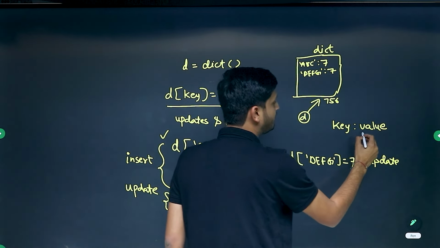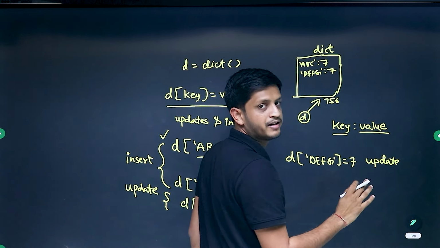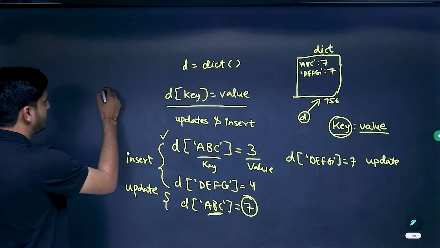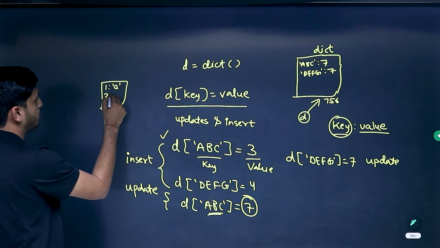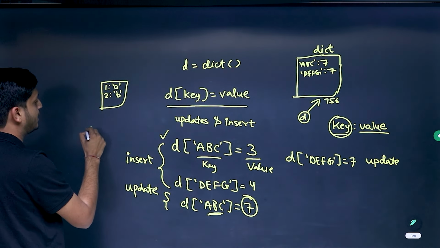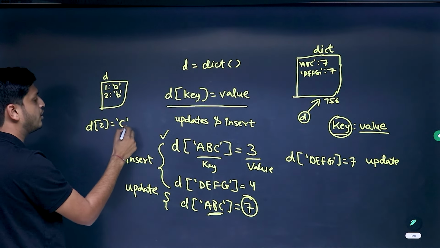If you want to update a value, that is very simple. For the same key, if you give a new value, the value will be updated. Let's say in a dictionary you have 1 A and 2 B. If I want to update the value for key 2, I can directly write, let's say D is this dictionary, D of 2 is now C. So the value will be updated.